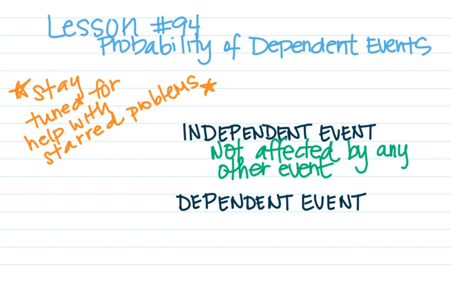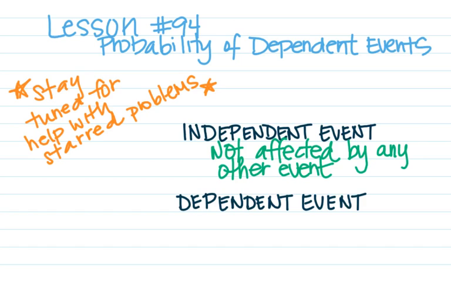So an example of this would be we toss a coin and then we spin a spinner. The coin toss does not affect our spinner. If we get heads on our coin toss and then we spin a spinner and we get a 2 on our spinner, getting a head on the toss doesn't affect our spinner, right? They're totally independent events. There's going to be no effect on them.